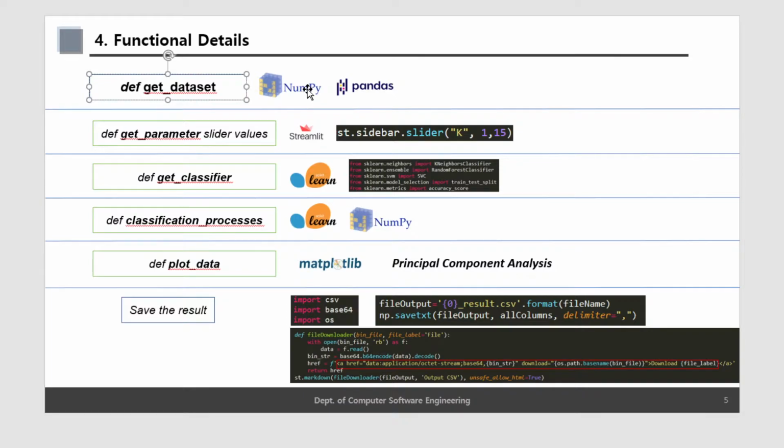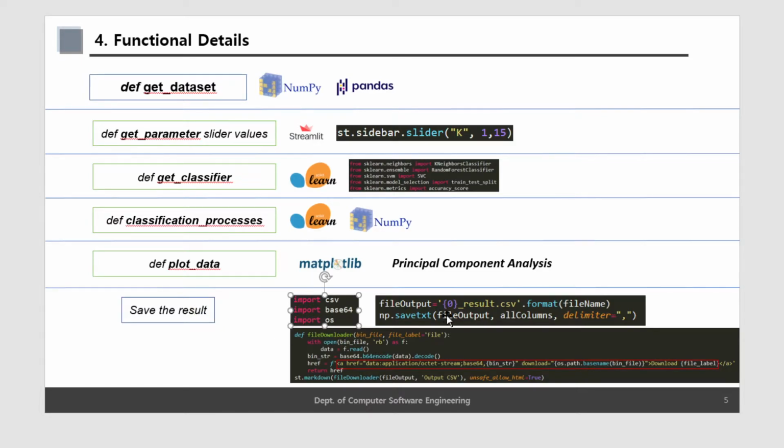For getting the dataset, we use NumPy and Pandas mainly to convert the data frame and slice between the general features and the target feature inside the input dataset. For getting parameters, we use Streamlit and the slider bar function. For getting the classifier, we use scikit-learn with multiple modules and the classification process. To plot data, we mainly use principal component analysis to separate and define each axis.